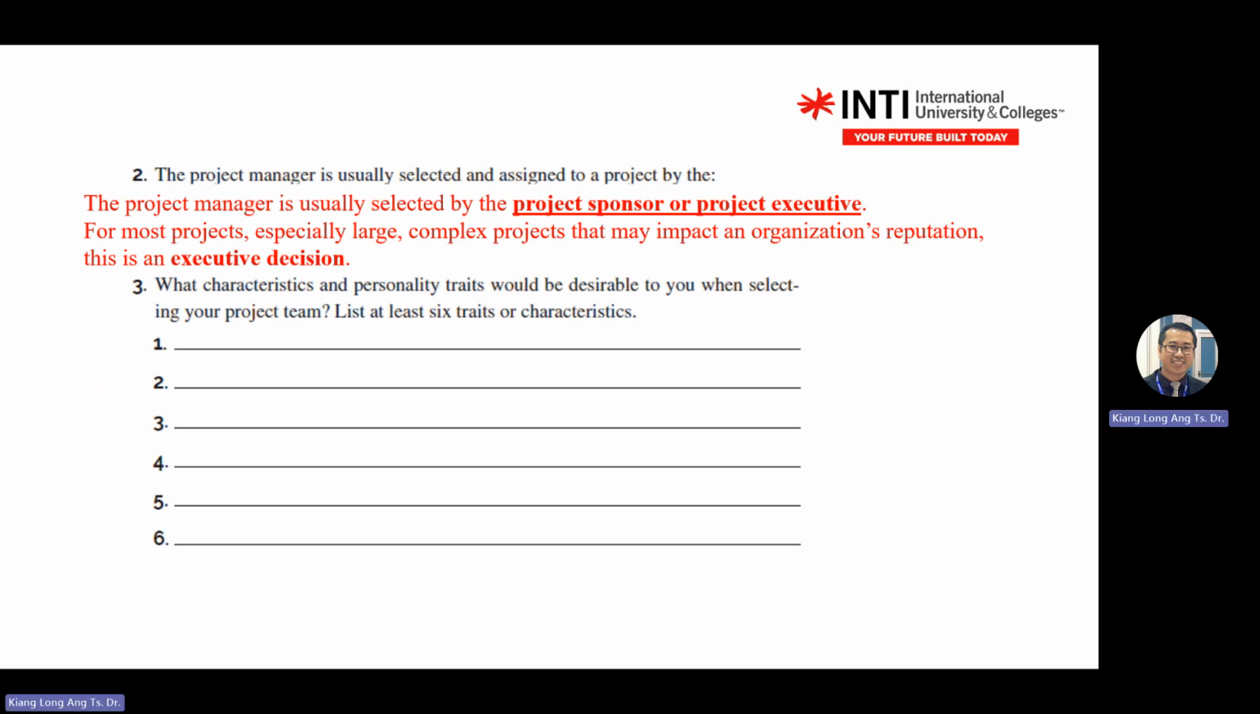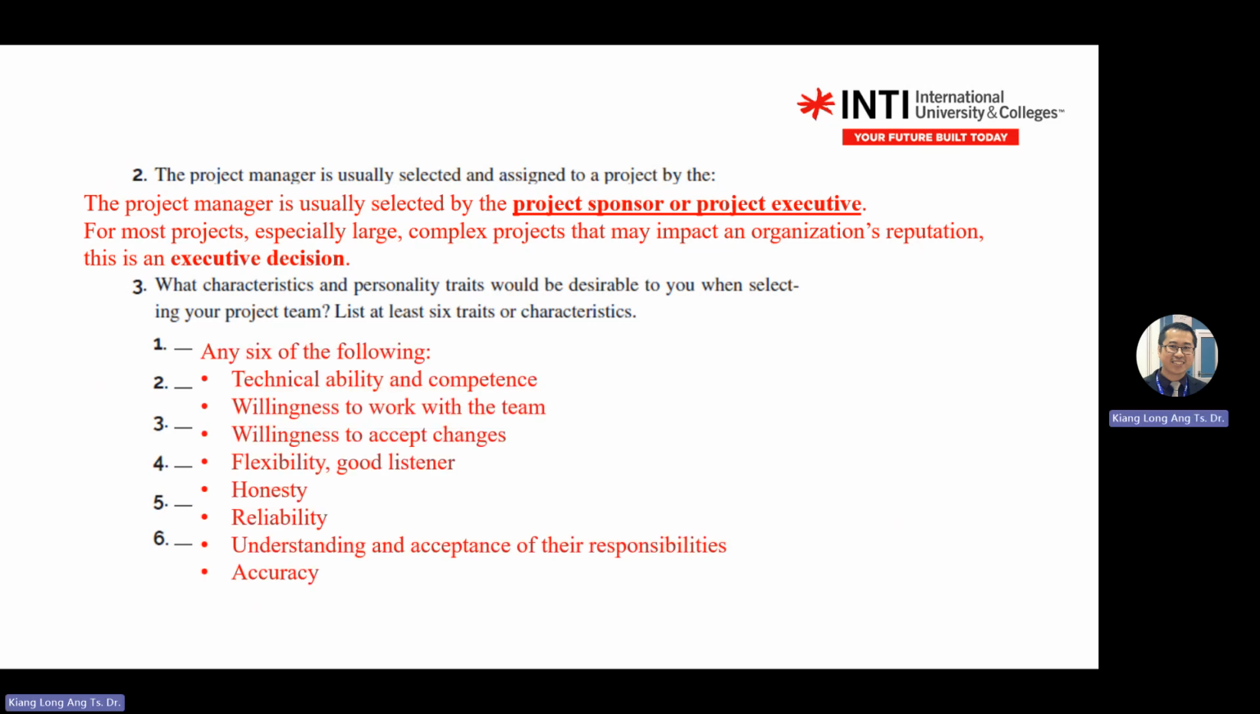Characteristic personality, this one is to select your project team. 6 characters. Let's say you are selected as a PM. What characters are you looking for when you want to set up your own PMO, the project management office? These are the 6. First, you can use the PMI triangle: technical skill, business sense, and leadership. So technical must be there. If you want to build a team, technical must be there because you're developing a project or product. Technical must be good, right?